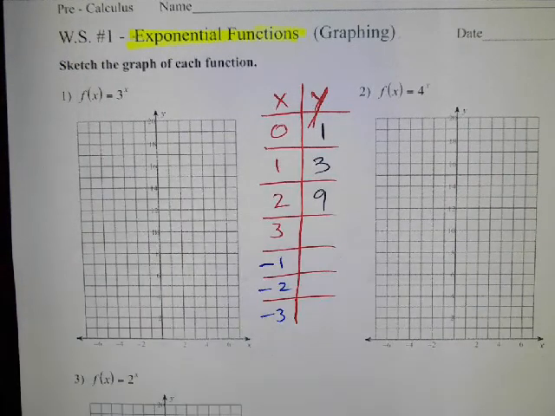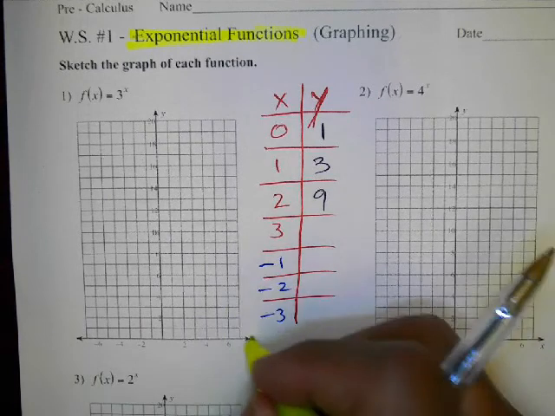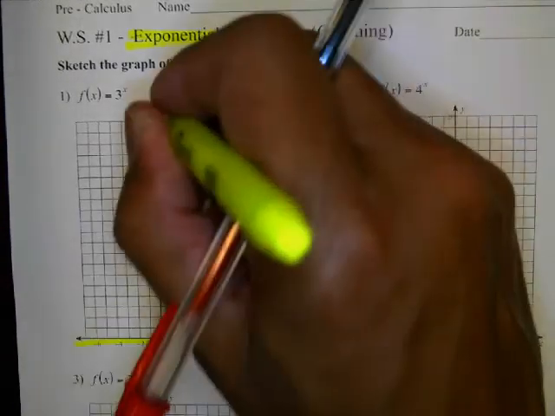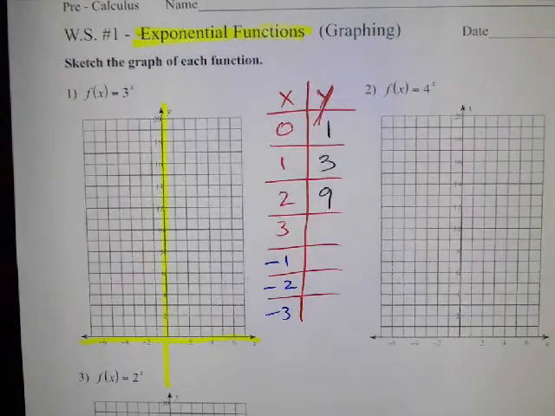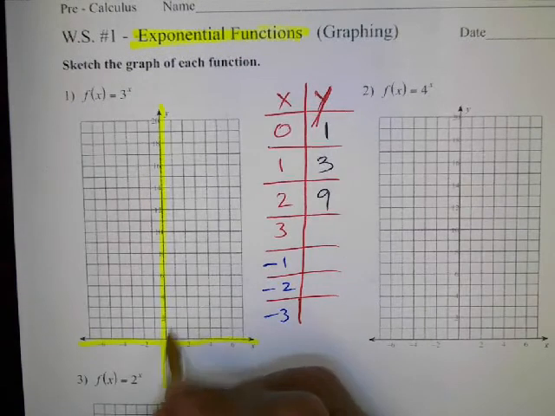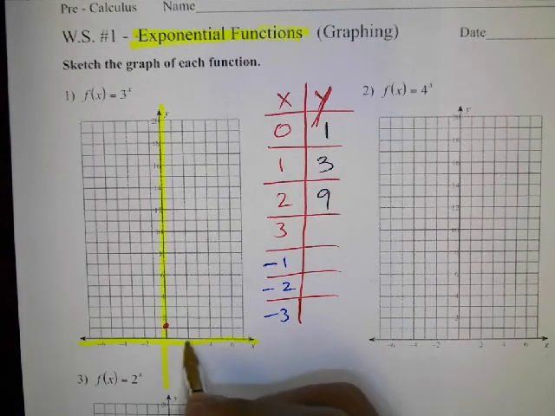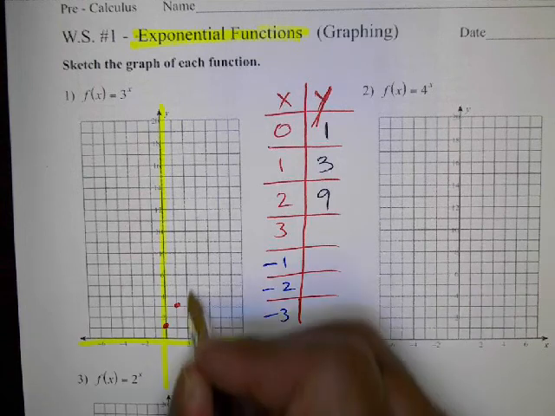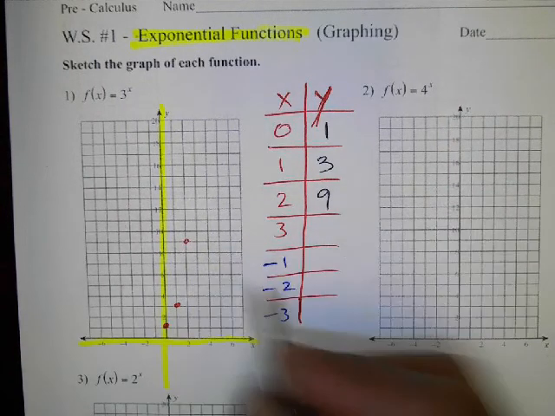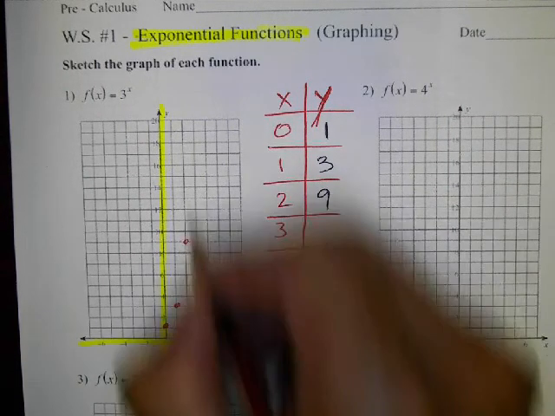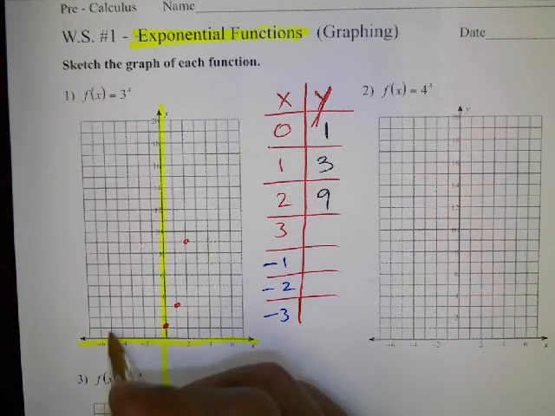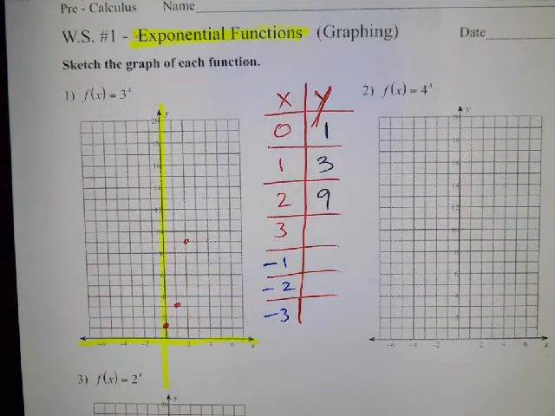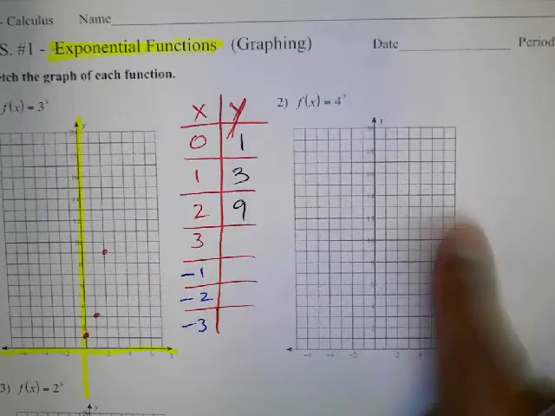So you're just going to plot these points. Here's the xy axis. They did it a little weird. Here's x down here, and here's y. The points are (0, 1), (1, 3), (2, 9). And then you're going to just keep doing this, and then you're going to do the negative numbers, and you'll see the sketch of the graph.